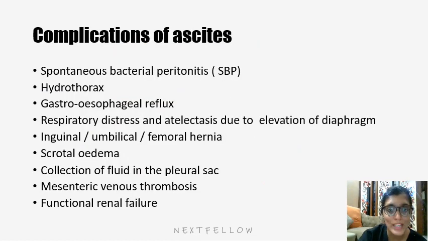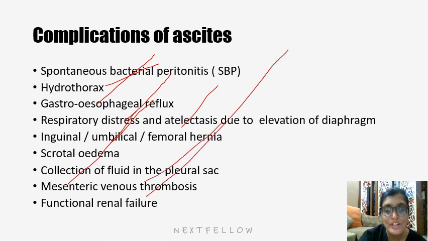Now coming to the complications of ascites, which are spontaneous bacterial peritonitis, hydrothorax, GE reflux, respiratory distress and atelectasis due to elevation of the diaphragm, inguinal, umbilical and femoral hernia, scrotal edema, collection of fluid in the pleural sac, that is pleural effusion, mesenteric venous thrombosis and renal failure.